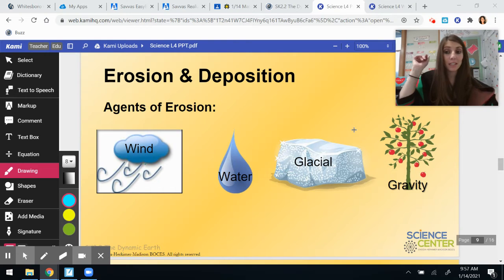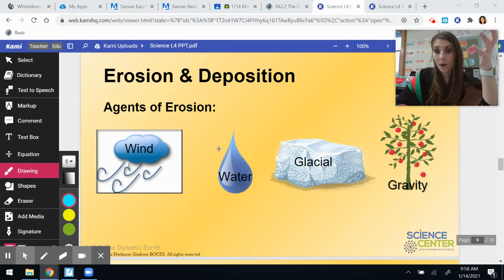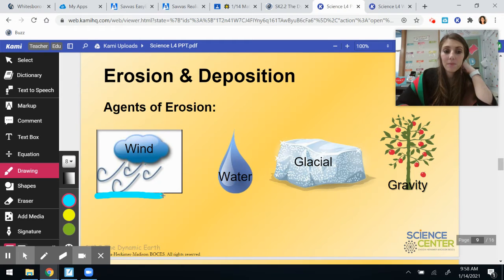Raise your hand if you've ever been to the beach on a windy day. I have. What is happening? Does sand maybe get in your mouth and get other places and maybe get in your food? That's because wind can move sediment. And that's what we'll be learning about throughout the first part of lesson 4. This is the first agent of erosion we're learning about, wind. After wind, we'll be talking about water.